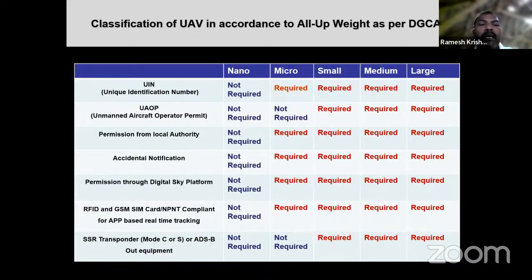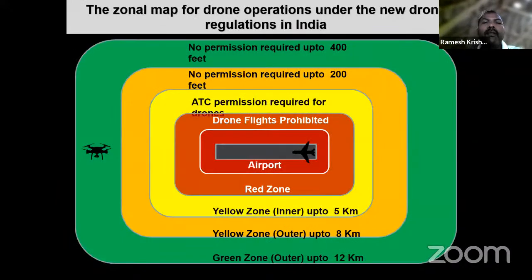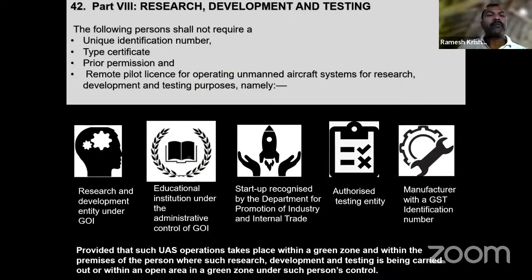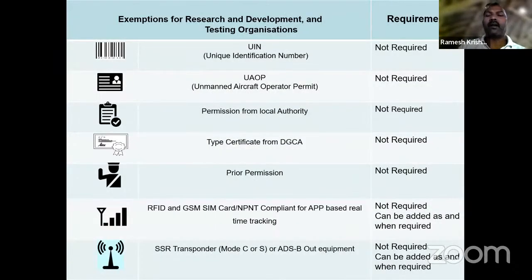Now any commercial pilot needs to have permissions for different categories. Nano does not require anything. Micro has some, but small has all, medium has all of them. But then these zonations have also been done. Airport, this is a restricted zone, then the yellow zone with permission, then green zone, no permission required. So these kinds of options are available. And as I said, for research and development and for education institutions, these restrictions have been eased out, except for the zonations. That is important. In the red zone, anybody flying needs to get a permission, or sometimes you can't fly at all. But exemptions are already available.